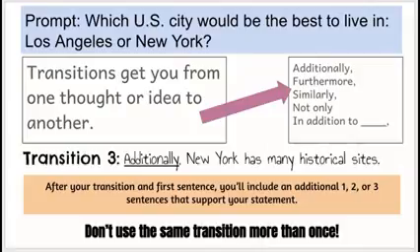Moving down, transitions, again, include additionally, furthermore, similarly, not only, and in addition to. In this case, the writer chose, "Additionally, New York has many historical sites." And you'll include an additional 1, 2, or 3 sentences that support that statement with evidence. A quick reminder, you are not using the same transition more than once. Always make sure you only use each transition one time.